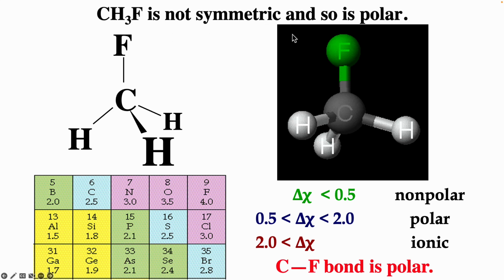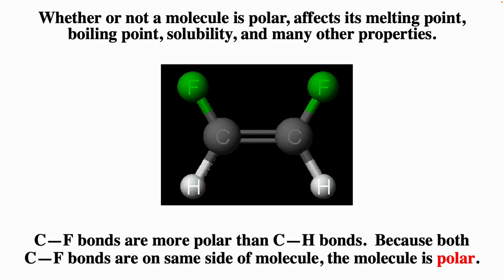Now if we substitute one of the hydrogens with fluorine, now we've got a polar bond. Fluorine is 4, carbon's 2.5, that gives you a difference of 1.5. And because you have the fluorine here with that partial negative charge, that will cause a partial positive on the hydrogen. And so this one would be polar. If we look at this one, we have fluorine on this side, hydrogen on this side. Again, fluorine is the most electronegative element, and so we'd imagine that this molecule would be polar.